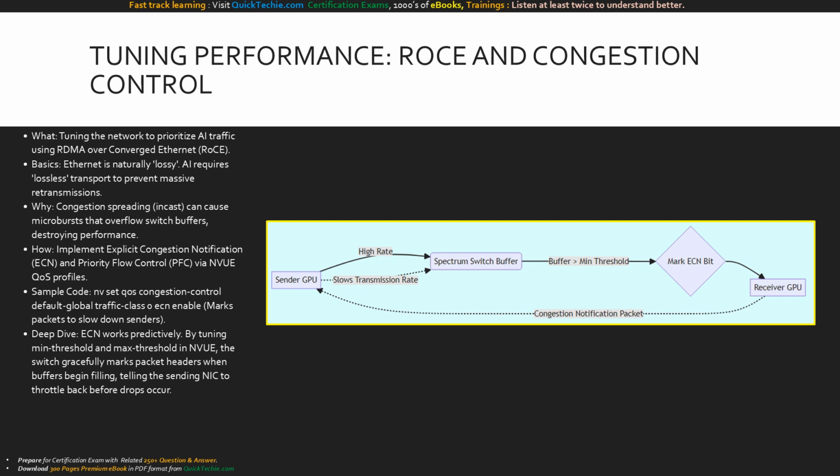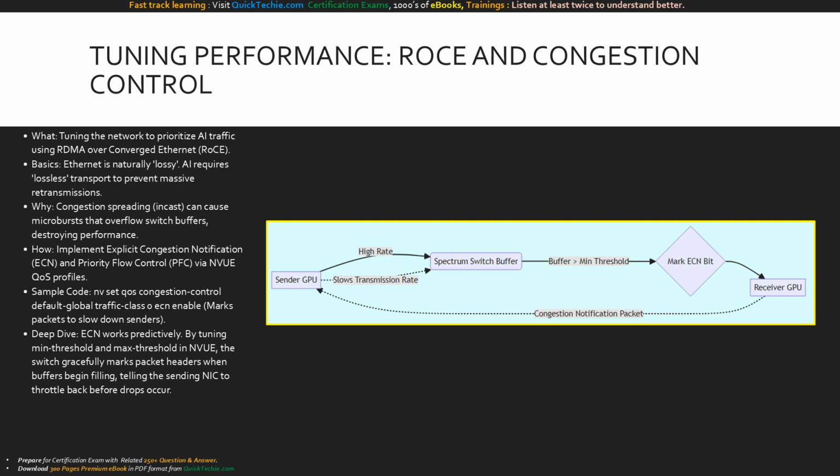To tune this, we configure QoS using ECN. PFC, priority flow control, prevents drops by pausing traffic, but it's a blunt instrument. Explicit congestion notification, or ECN, is our surgical tool. Look at the sample code. We enable ECN on traffic class 0.